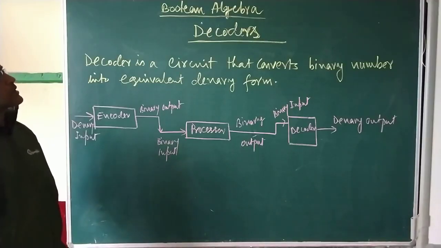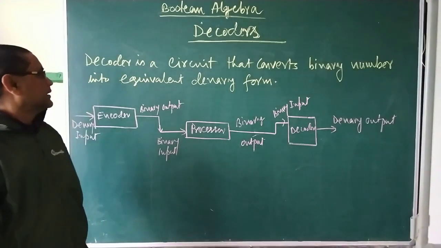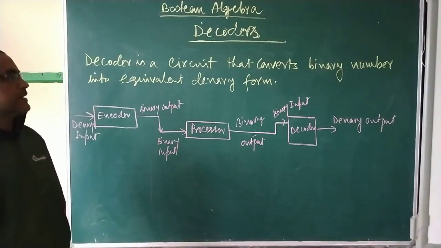Okay, now today we'll start about the decoder. Last class we have done up to encoders, now decoders. These encoders and decoders go together. Now we will come to know what decoders are. So a decoder is a circuit that converts a binary number into the equivalent denary form, meaning the decimal number.